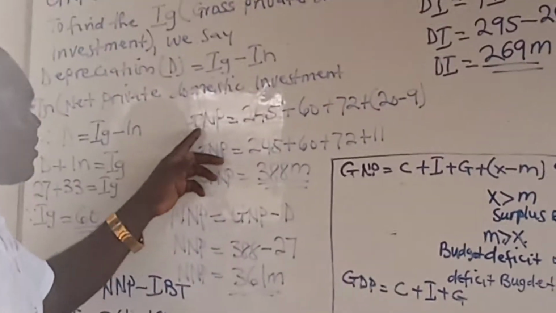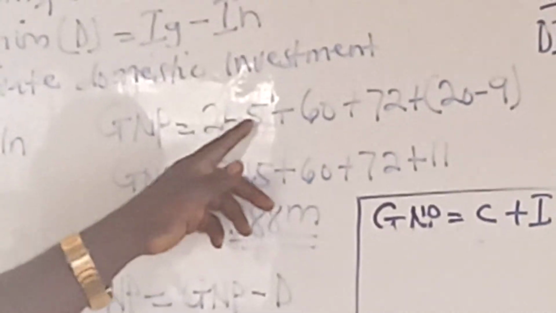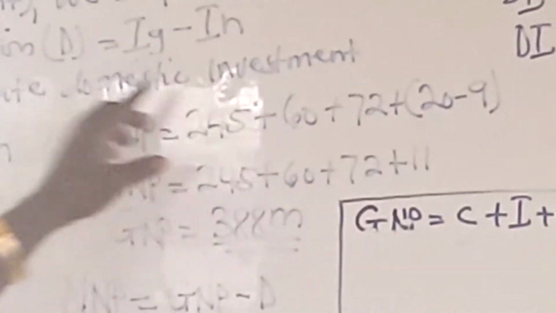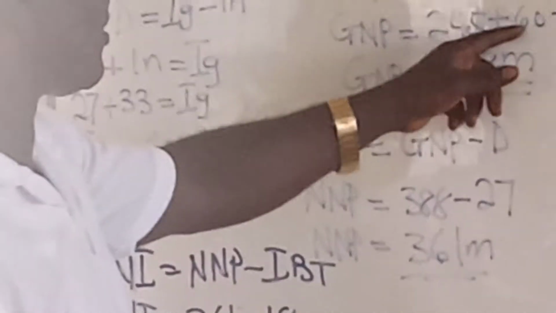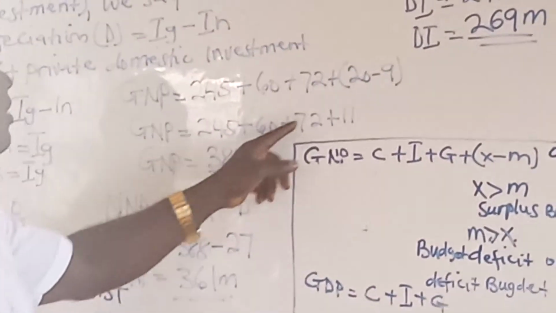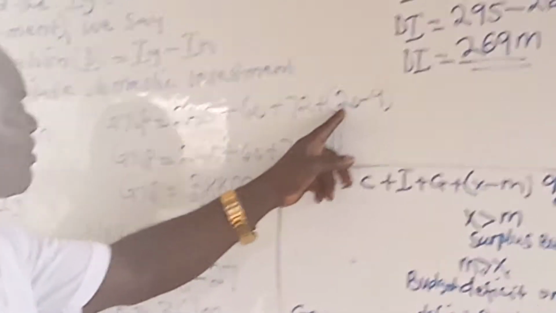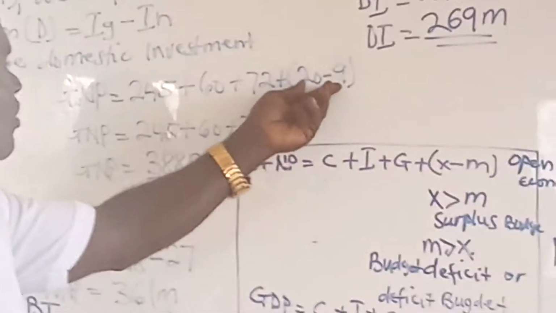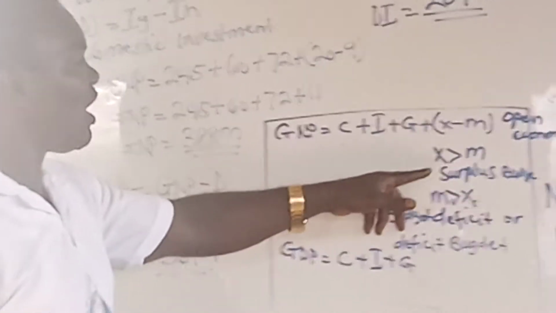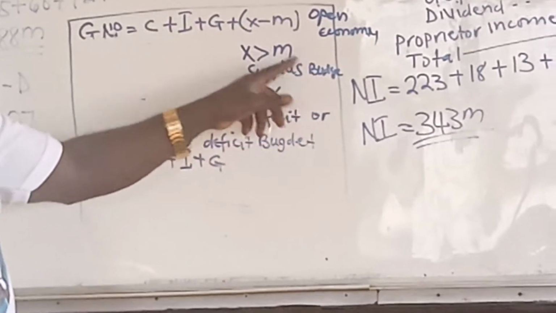So we put in GNP 245 plus 60, meaning we add 27 and 33, that is how we get 60. So this is the 60 plus 72. We subtract 20 minus 9, it gives us 11. Now 20 minus 9 ends in a positive. Therefore we have our surplus budget. We consider it as well the surplus budget in our economy.